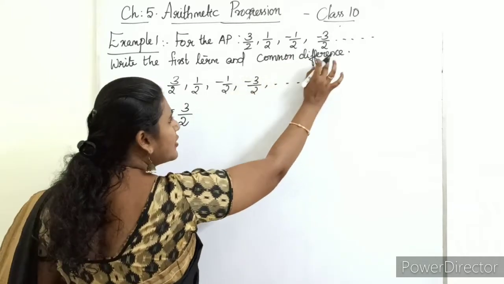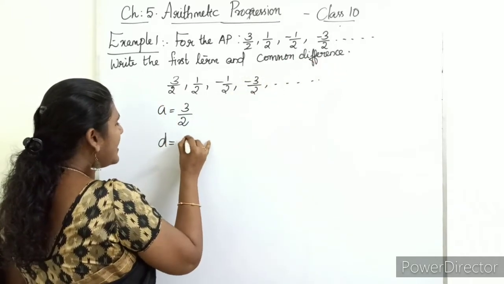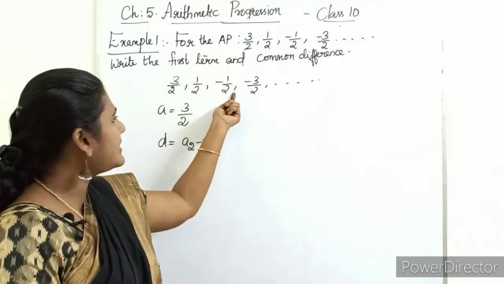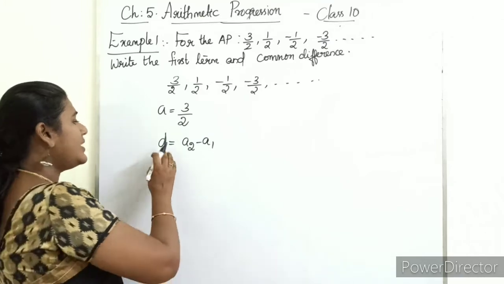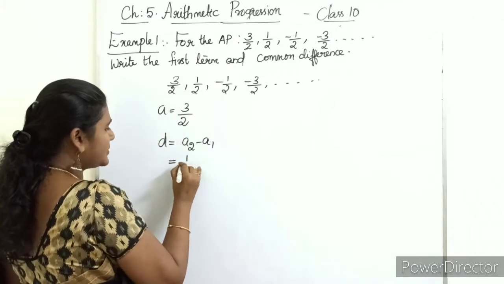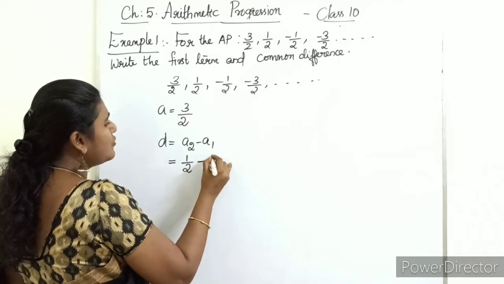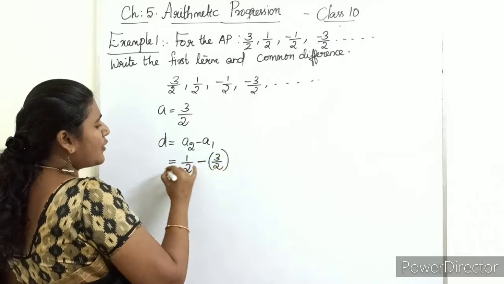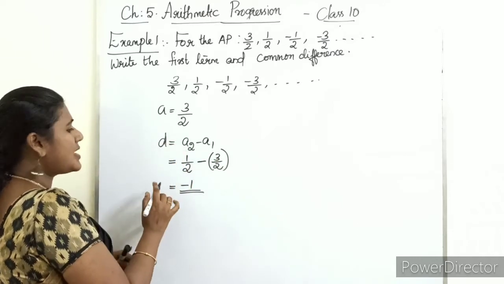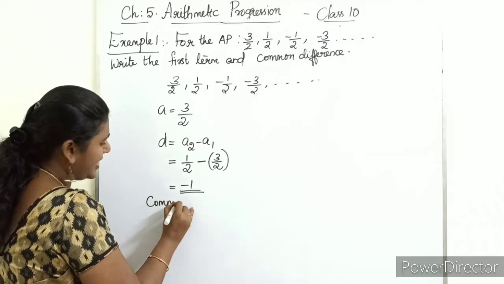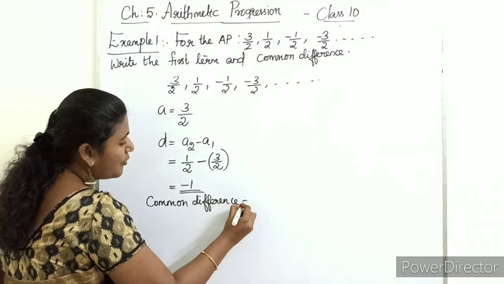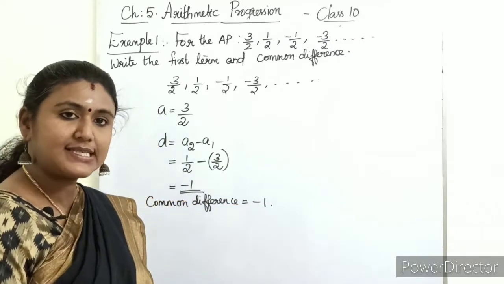Now how will you find the common difference? The common difference formula is second term minus first term, or you can take third term minus second term. Okay, so D is equal to A2 minus A1. Here the second term A2 is 1 by 2. So 1 by 2 minus 3 by 2. When you subtract, what answer are you getting? Minus 1. So the common difference of the given AP is minus 1. So this is how you have to find the common difference. Okay, now we will see the second example.